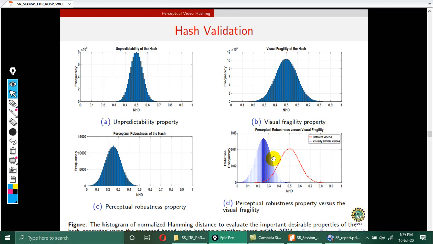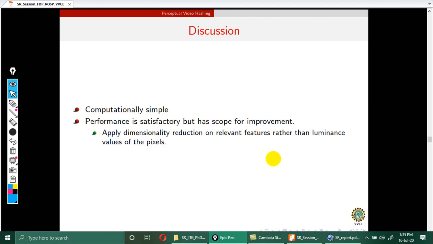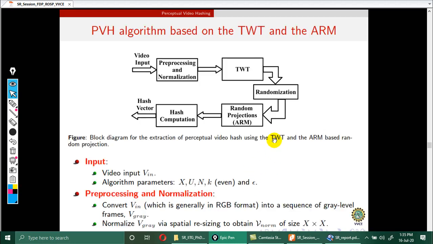So this was about the extraction of a perceptual hash from a given video using the random projection technique. To be very specific, the Achlioptas random matrix is acting as the random projection matrix. It is computationally simple, and performance is satisfactory, but definitely has scope for improvement. So what we can think is that instead of applying dimensionality reduction directly on the luminance values of the video, we can select relevant features from the video and then apply the random projection technique. And indeed, that is the topic of discussion in the next session.